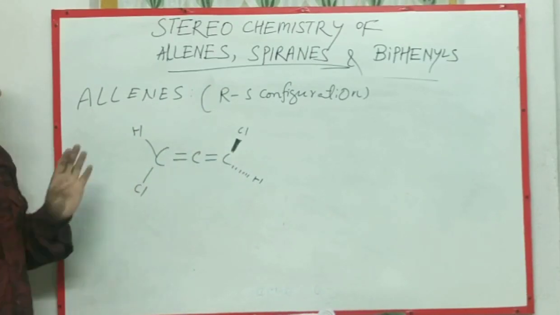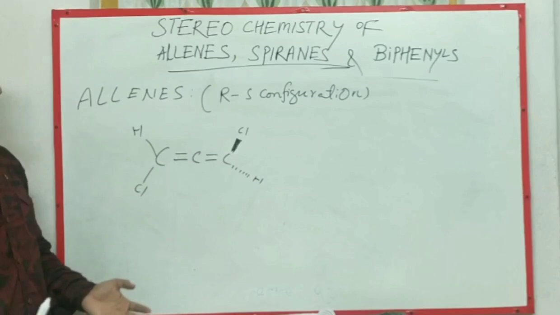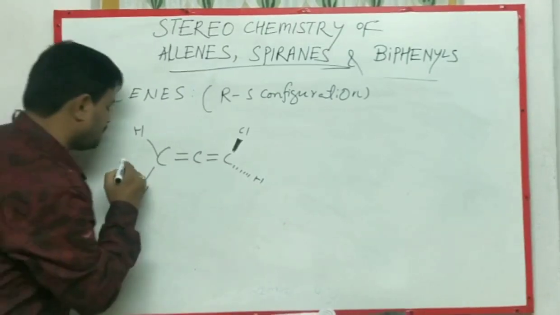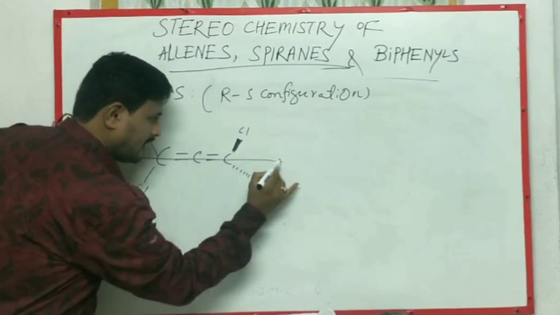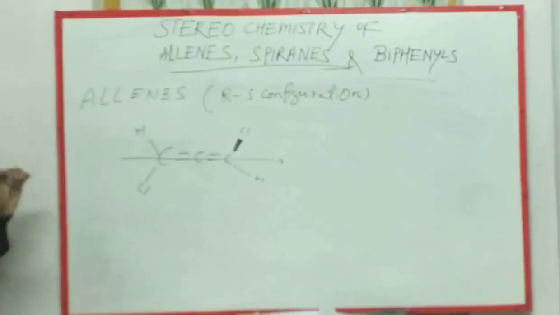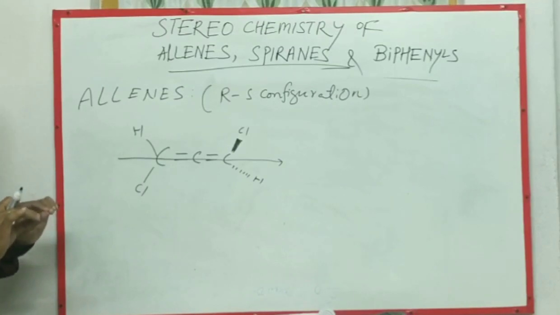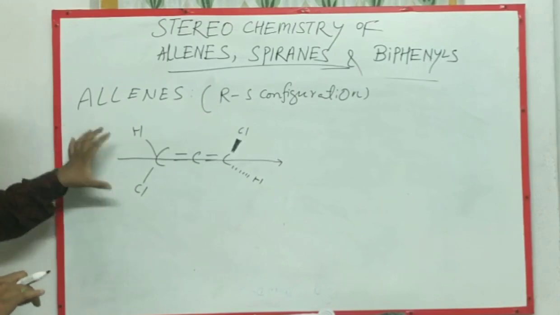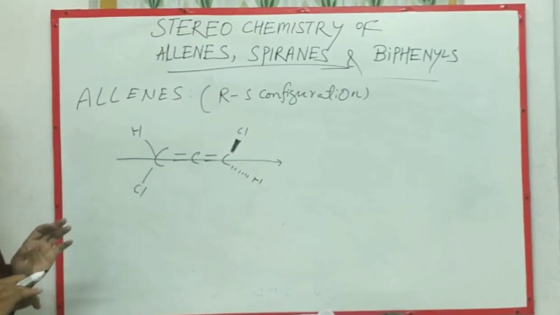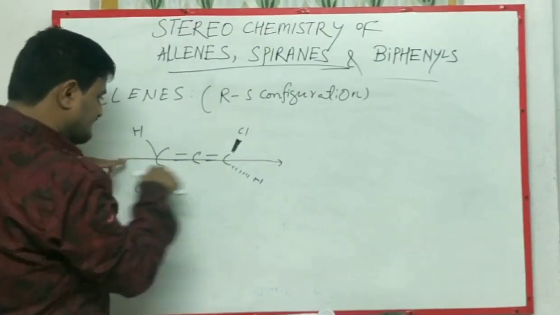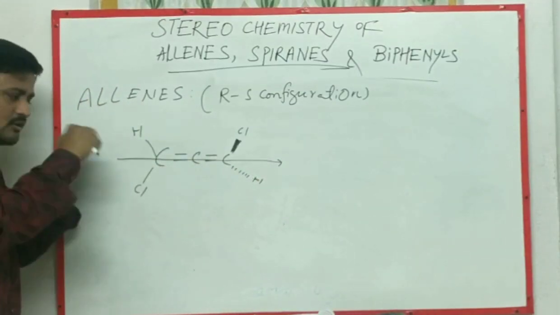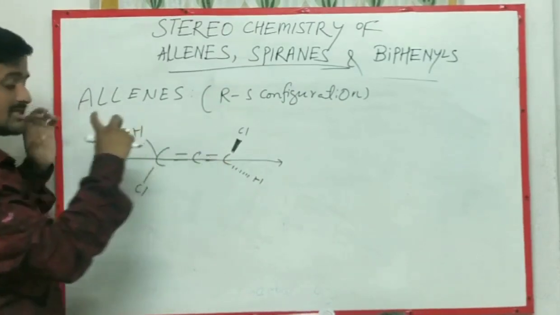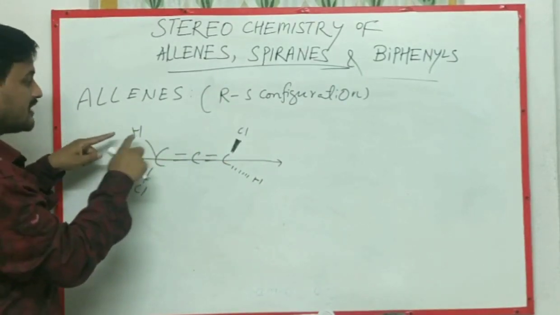Okay. How can we identify the RS configuration? It is a simple thing. We just have to consider these four terminal atoms. This will be considered as the chiral axis of allenes. And then for the RS configuration, you consider the terminal atoms.